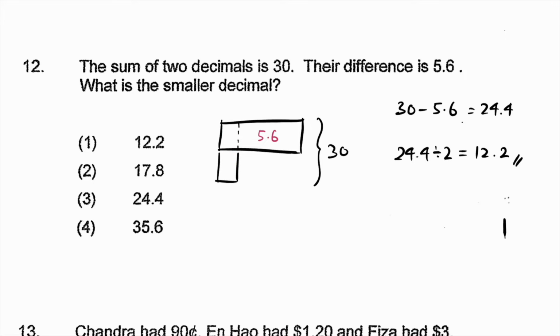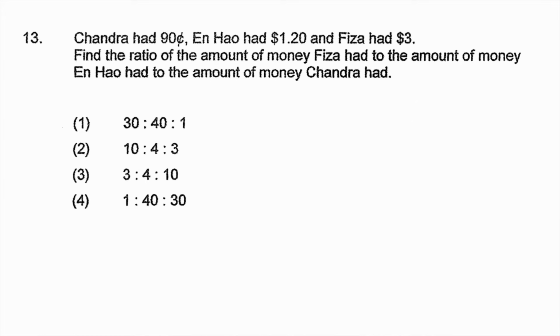Yeah, sure. Let's take 30 minus 5.6, getting us 24.4. So after getting rid of 5.6, we are left with 24.4 for 2 units. So for the 1 unit, the smaller decimal by the way, we'll take 24.4 divided by 2, and that's the answer. So we have 90 cents, $1.20, $3, and the ratio of F and all that.